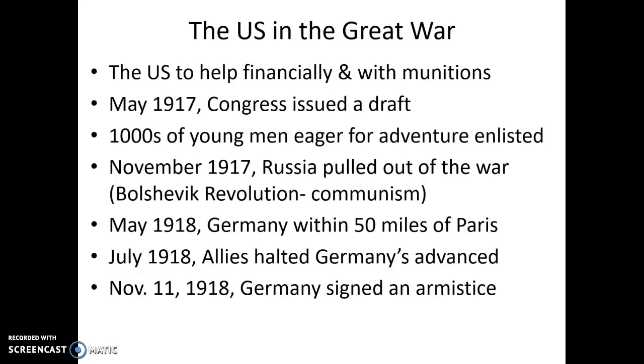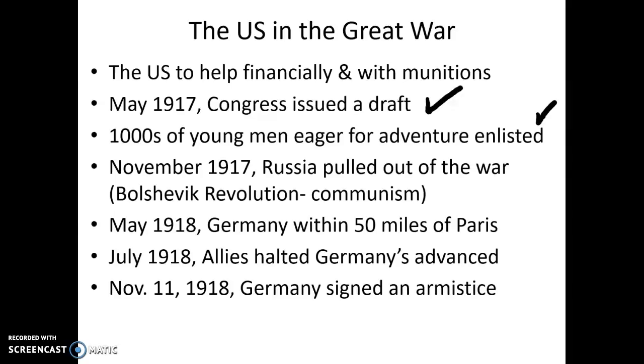And for the most part, people thought that the United States was only going to help financially and with munitions. But by May 1917, Congress issues a draft. And that is a particular example of how the government gets involved in people's private lives. The government is now telling young men to enlist in the war. And thousands of young men eager for adventure enlist in the war.